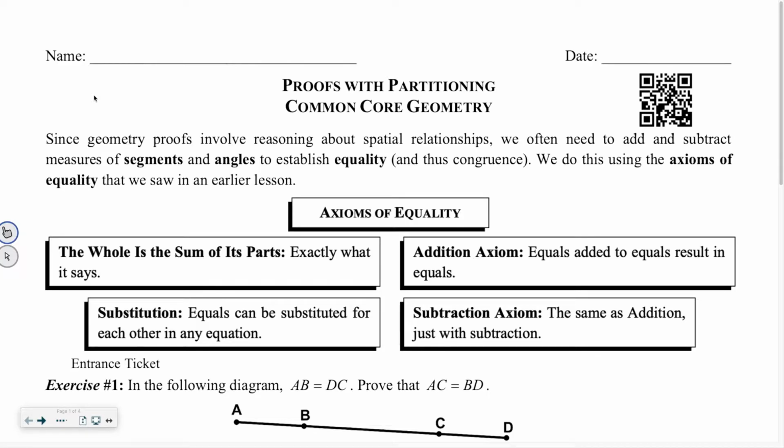Welcome to geometry. So we've been working on proofs and proving that two triangles are congruent. Well, we're going to continue that idea, but this time we're going to talk about proofs that involve partitioning. Partitioning just means breaking things up. So it just means how do we break things up?